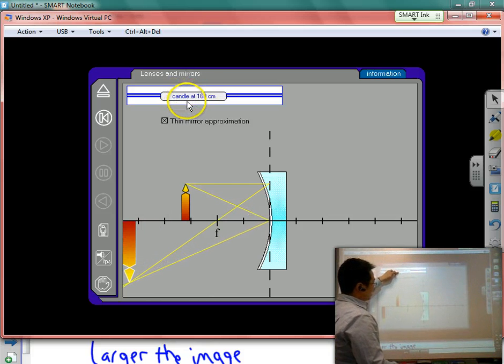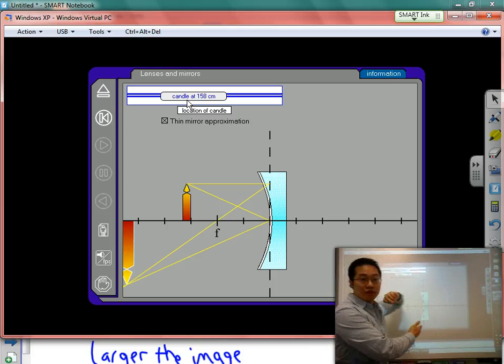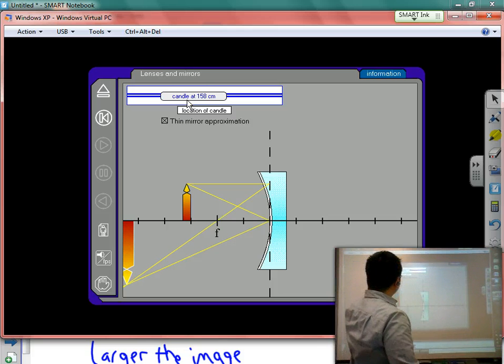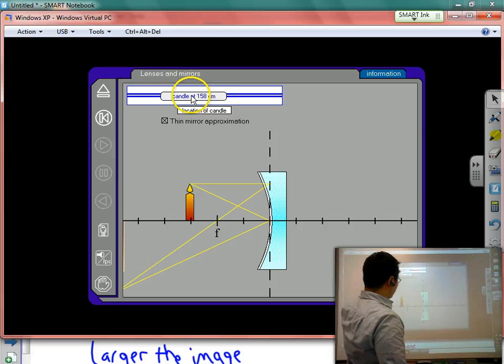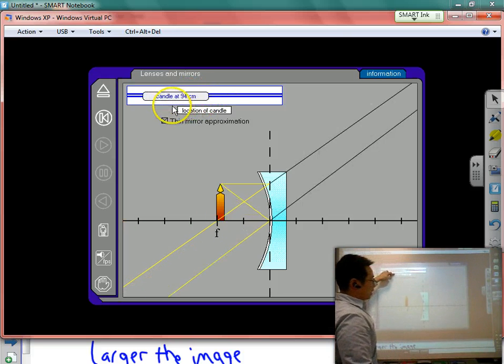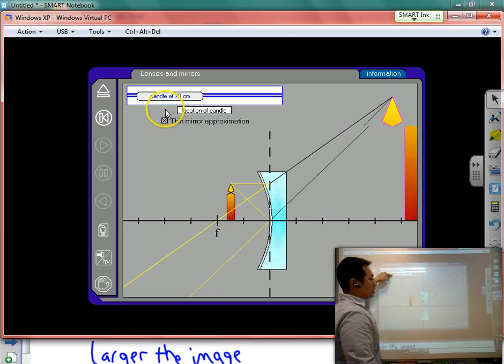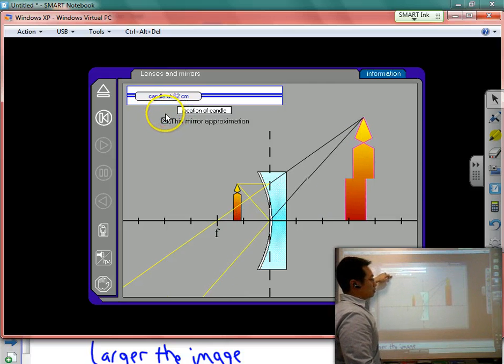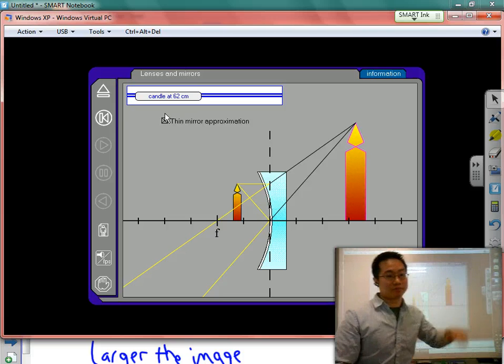When the object is behind the focal point, in this case, we can see where the focal point is, then the image is going to be real and inverted. But when the object is in front of the focal point, we can see that it's going to be virtual and upright.